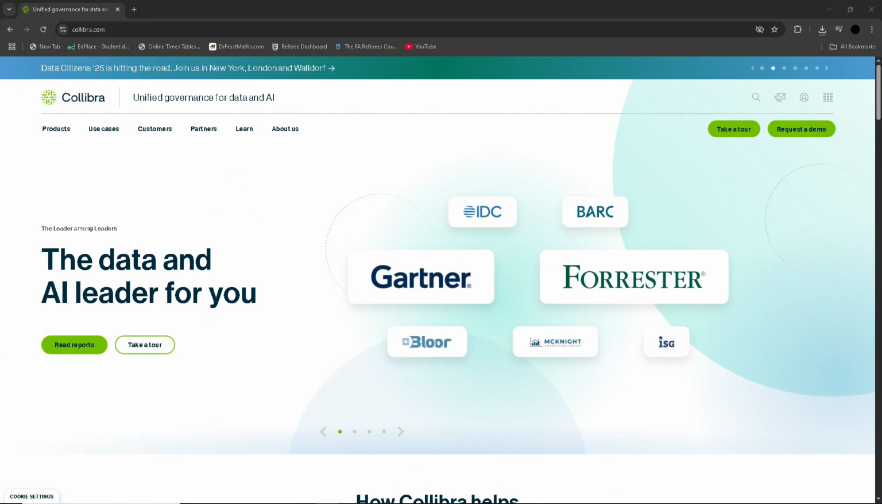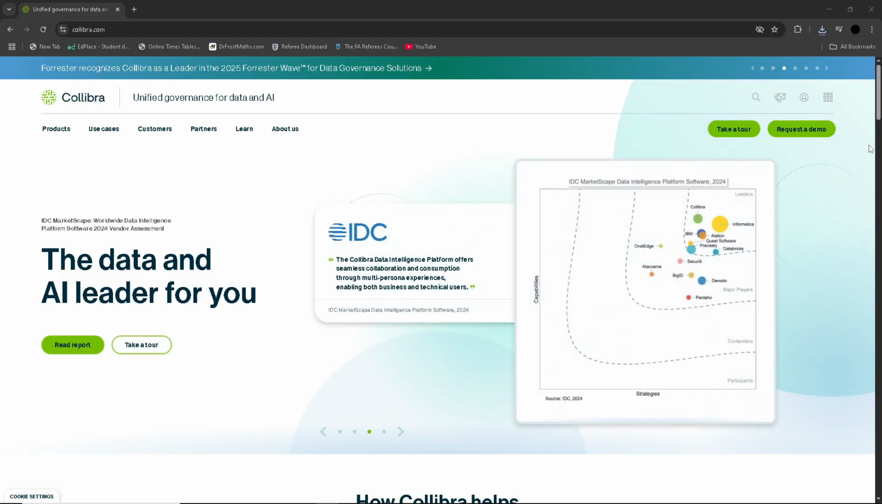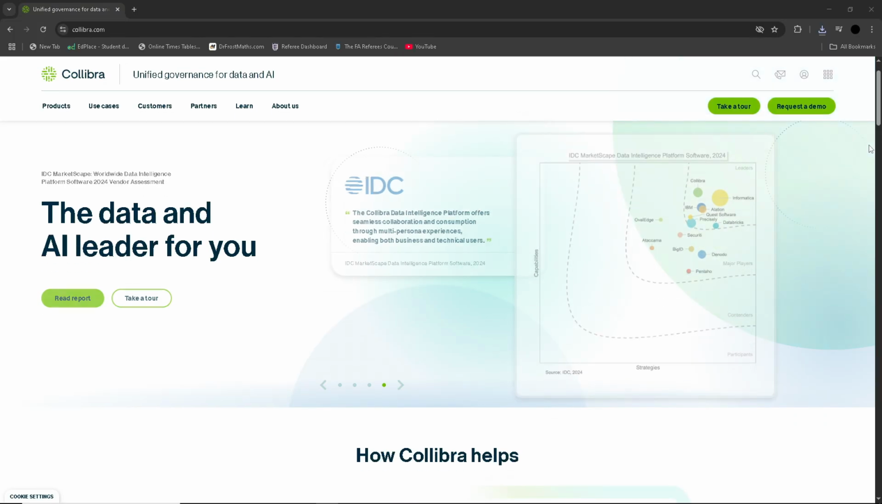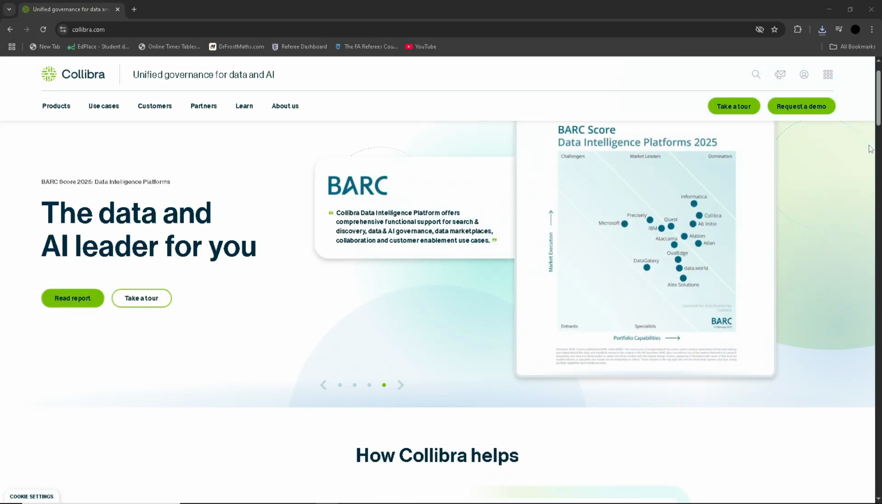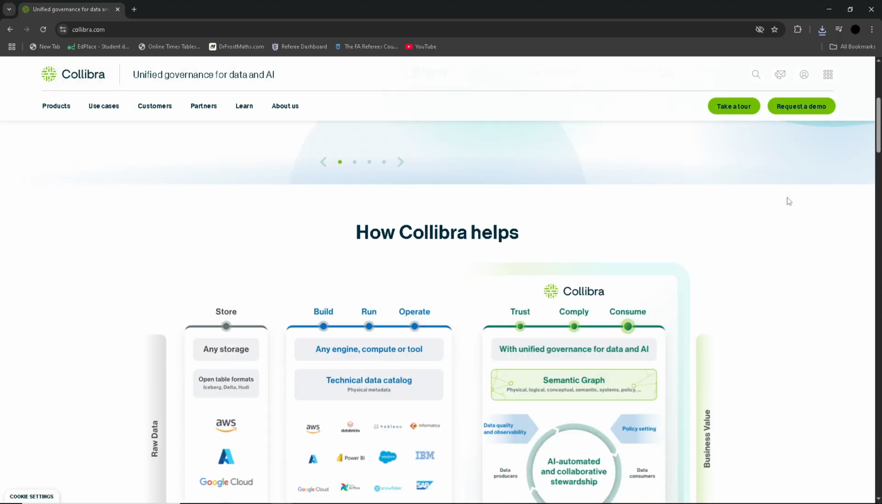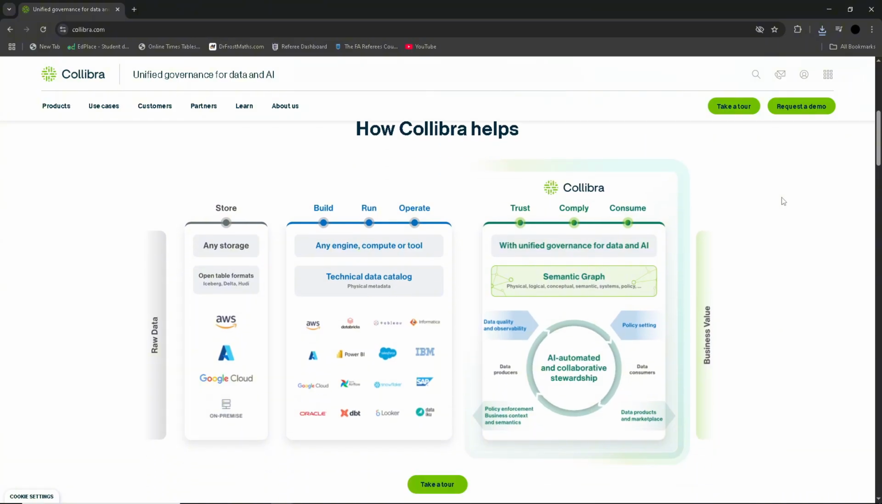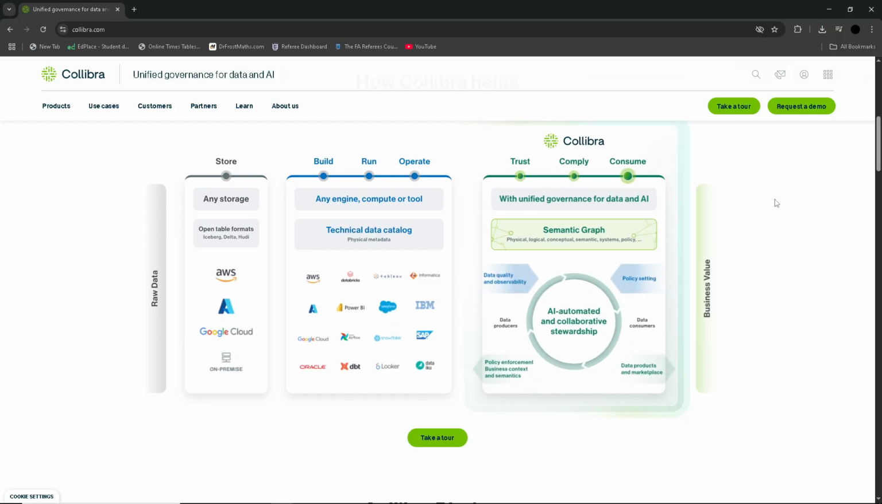Collibra excels as an enterprise-grade data governance and intelligence platform, offering a unified suite that spans data categorization, data lineage, policy enforcement, and quality monitoring, as well as privacy control. It enables organizations to build a business glossary that standardizes terminology across functions and reduces ambiguity and data risk. Its lineage visualization capabilities are especially valuable in illustrating data journeys across systems.